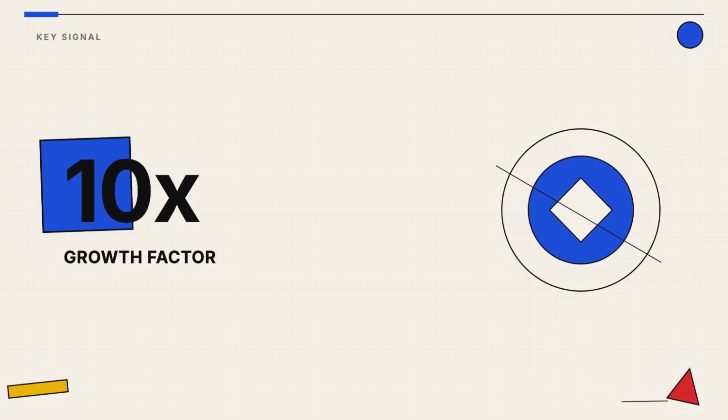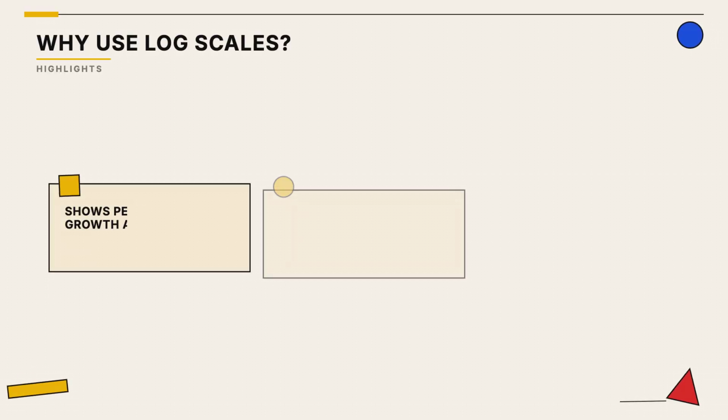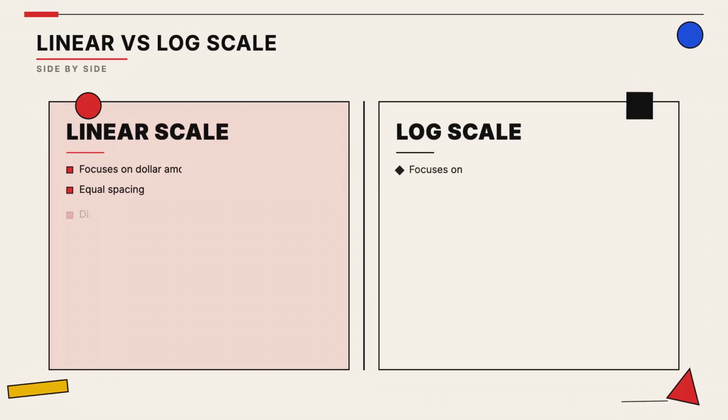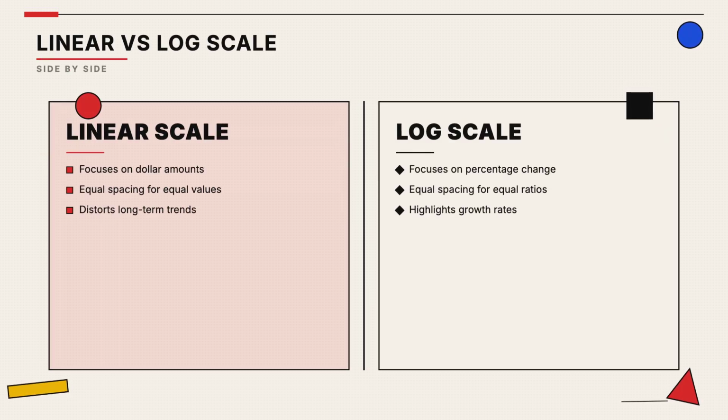On a log scale, the distance between 1 and 10 is exactly the same as the distance between 10 and 100. This method prevents massive historical gains from looking tiny compared to modern prices, giving you a more honest view of growth. A linear chart is great for daily price moves, but a log chart is the standard for analyzing multi-decade market performance.